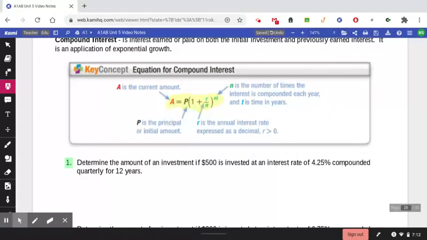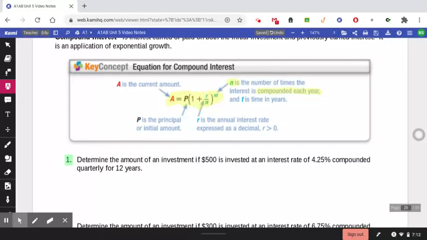So we say our current amount, A, is equal to P, which is our principal amount, times 1 plus R, so that's our rate as a decimal, divided by N. So this is the difference. N is the number of compounding periods each year, and we'll talk about that as we get into it. All raised to the N, so same N value, times T, where T is time in years.